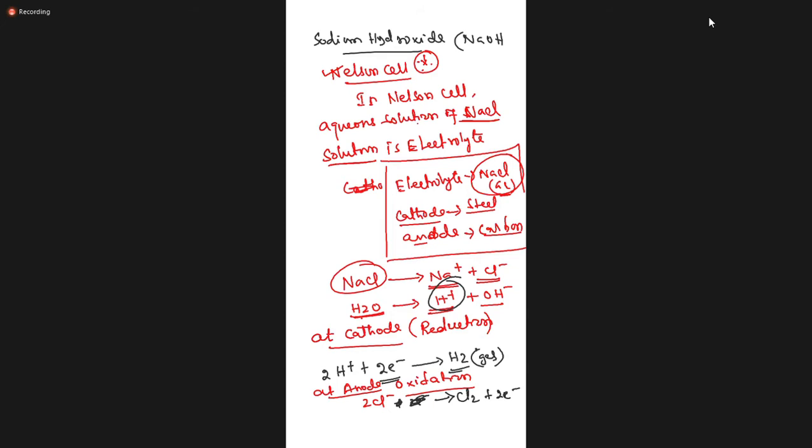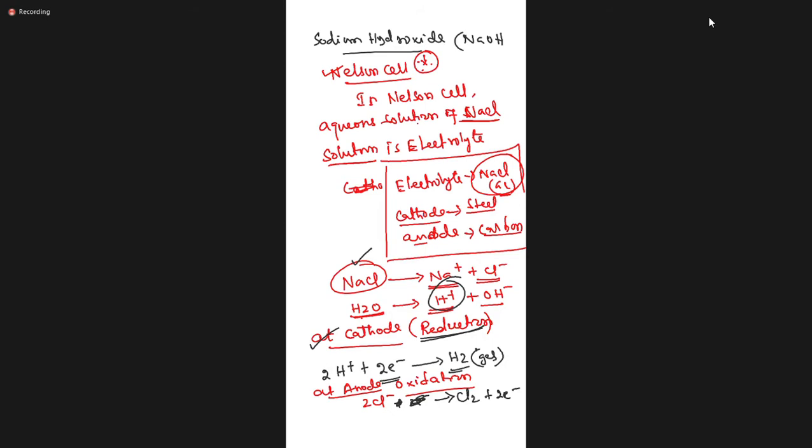After losing 2 electrons, Cl2 gas will form. Please listen. In the Nelson cell process, NaCl is the electrolyte. It will be electrolyzed into Na+ and Cl minus. H2O will be electrolyzed into H+ and OH minus. At the cathode, a reduction reaction takes place. H plus, gaining 2 electrons, becomes hydrogen gas. At the cathode, hydrogen gas will be liberated in the Nelson cell.